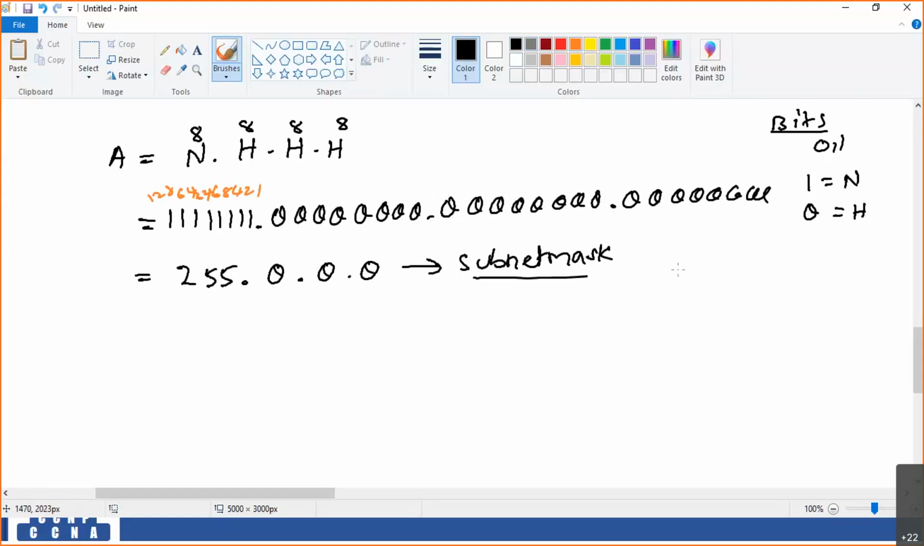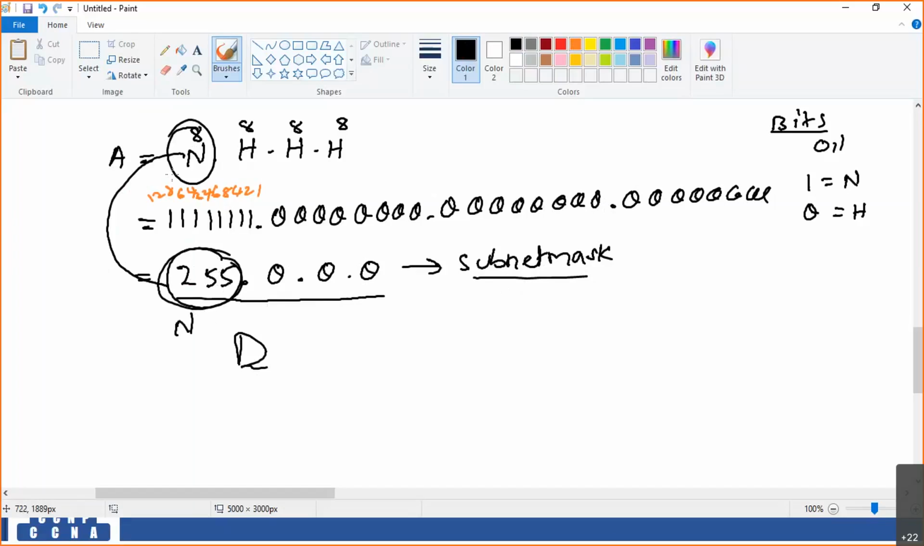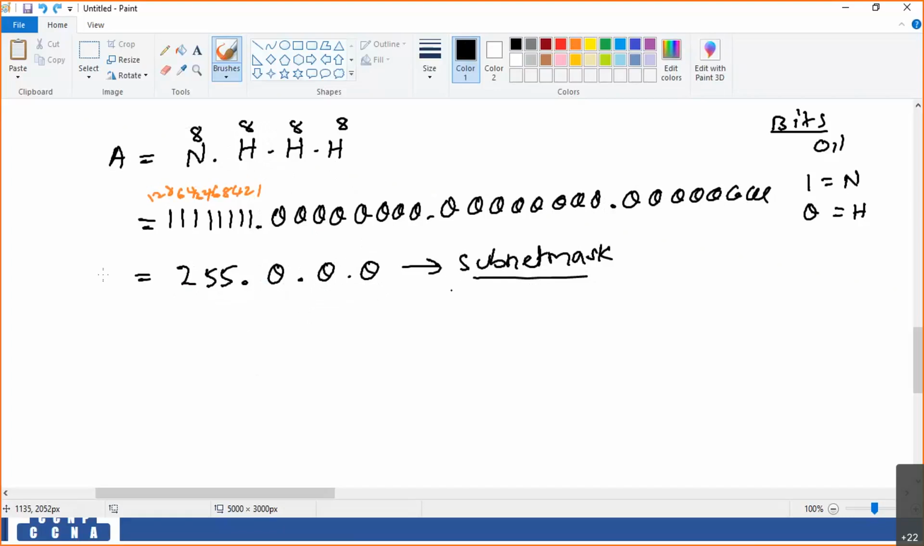So what is the use of the subnet mask? Your subnet mask differentiates the network portion and the host portion. If we assign 255.0.0.0 to your computer, now your computer can understand the first octet is the network portion, because 255 indicates the network portion. By seeing the 0s, your computer understands the second octet is host, 0 host, 0 host. So the subnet mask is used to differentiate the network portion and the host portion. This is the subnet mask example for class A.